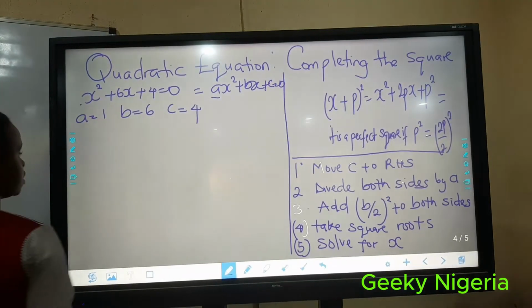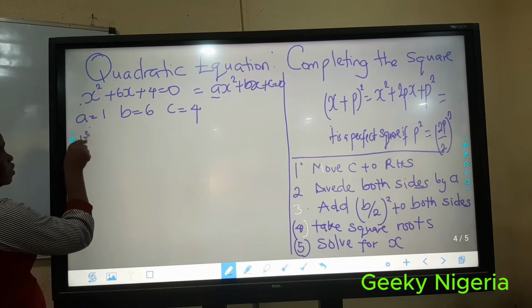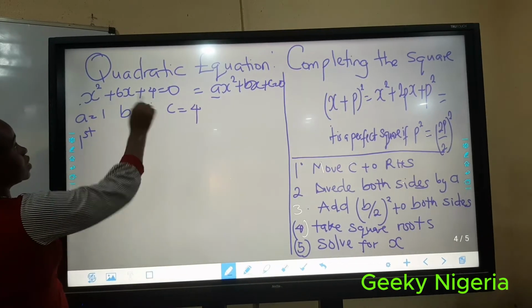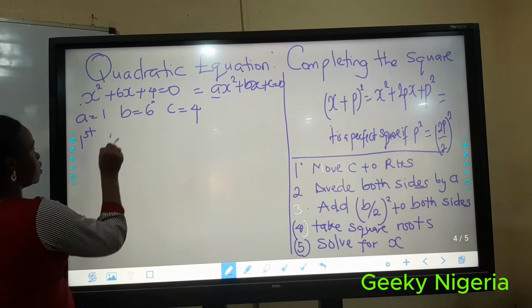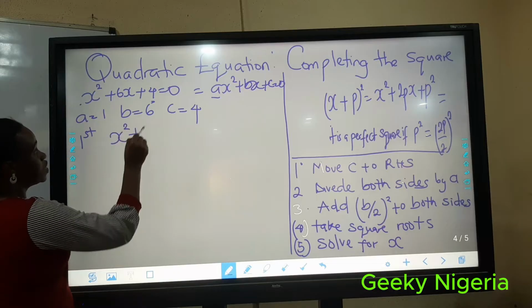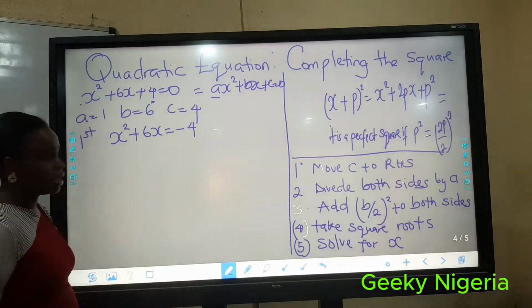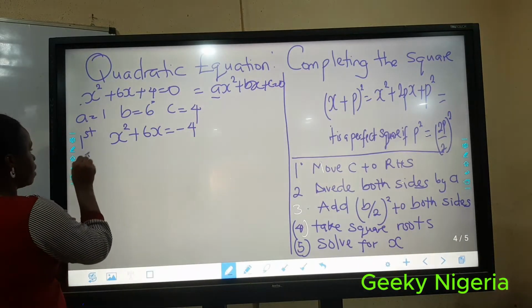So we're going to use all these 5 steps. Now to our first step. It says move C to the right hand side. It means our C is 4. So in this equation we'll be having x squared plus 6x is equal to what? Minus 4. So follow this step by step and you'll be good.